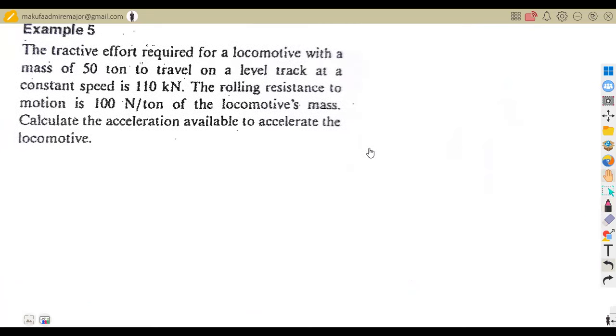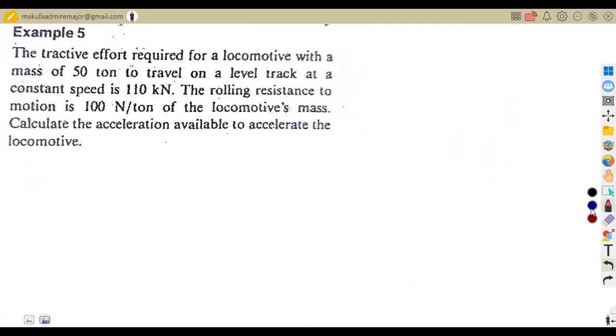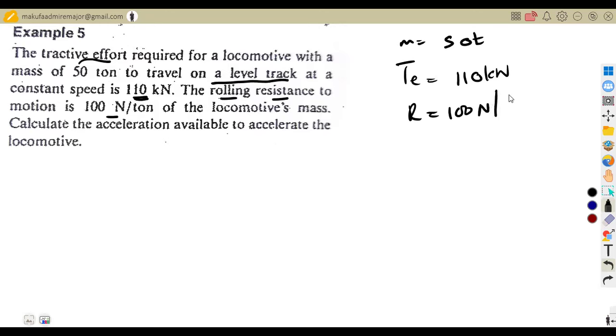All right, another question again. The tractive effort required for a locomotive with a mass of 50 ton in this case, to travel on a level track at a constant speed, is given as a tractive force of 110 kilonewton. The rolling resistance to motion is also given as 100 newton per ton of the locomotive's mass. Calculate the acceleration available.